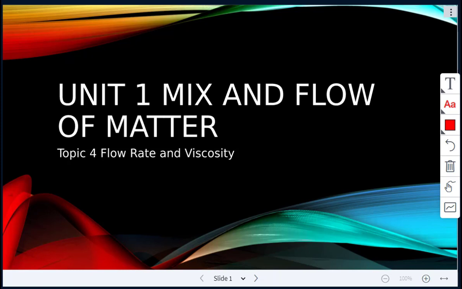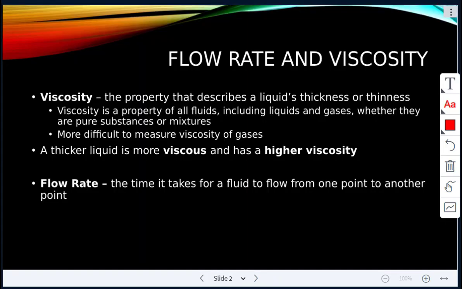Okay, so today's topic is topic 4, which is on flow rate and viscosity. All right, so let's get straight to the key terms. What is viscosity? This is the property of fluids, or liquids in this case. It's the property that describes a liquid's thickness or thinness, but it is a property of all fluids. And remember, fluids consist of liquids and gases. So it's a property of all fluids, including liquids and gases, whether they're pure substances or mixtures.